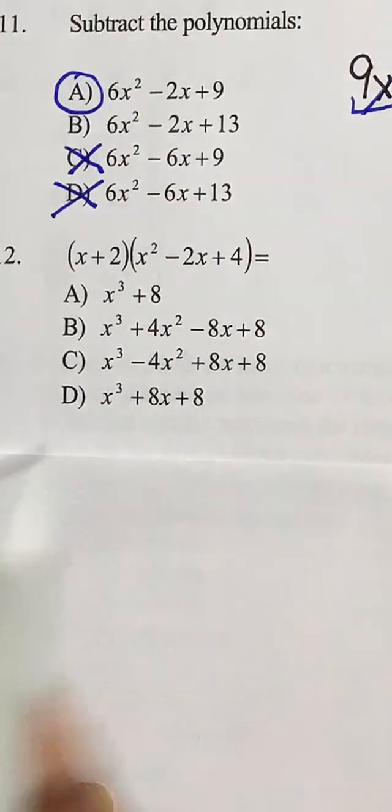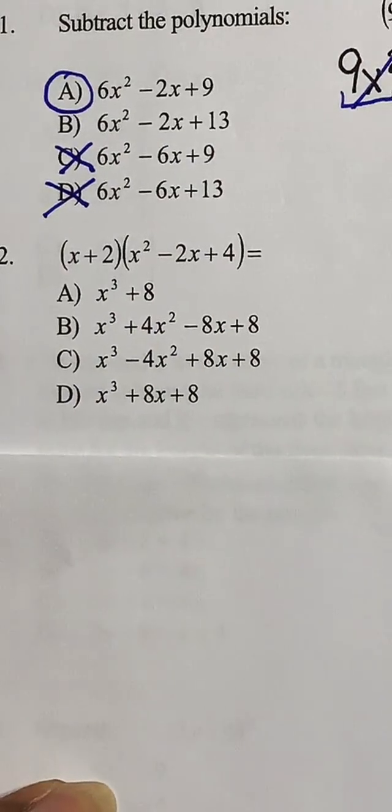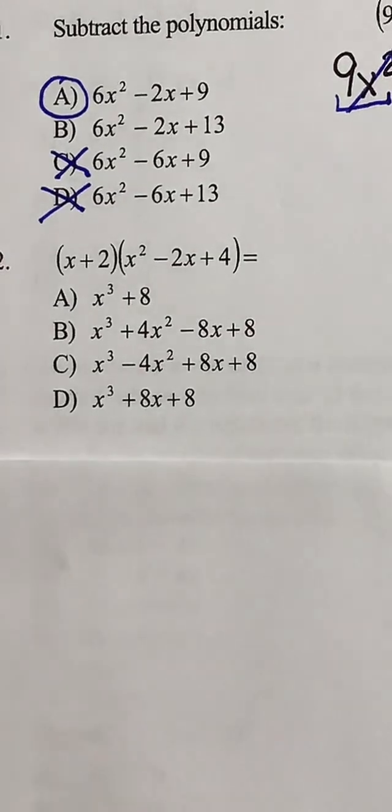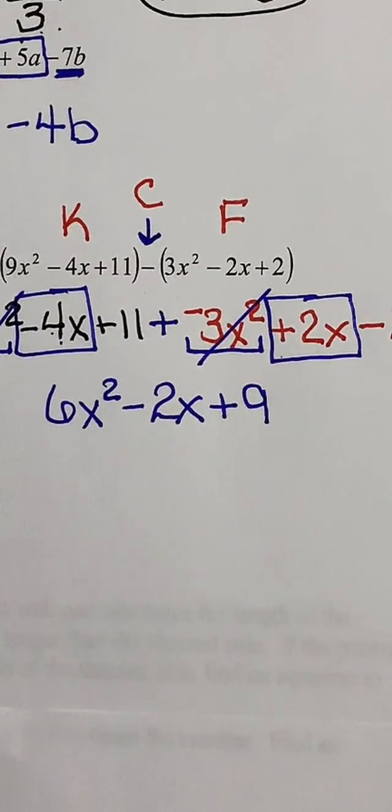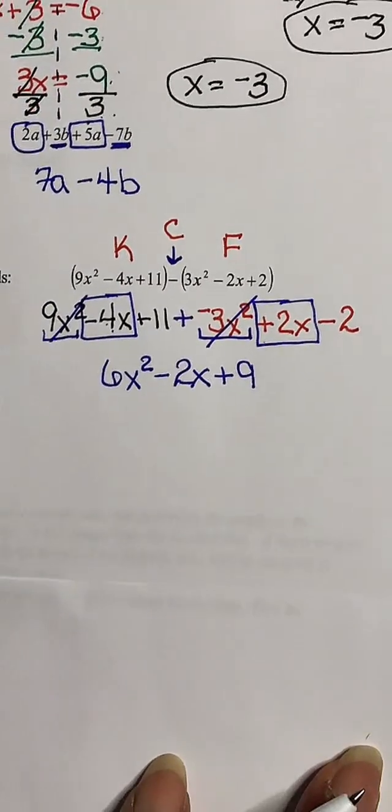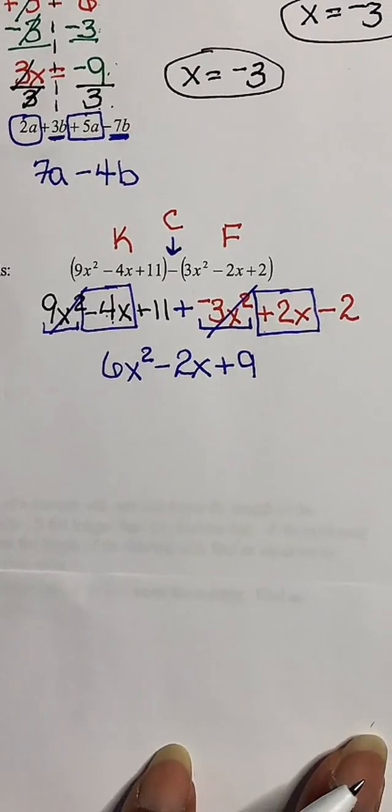Okay, so we got number 12. We have x plus 2 times, reason why I'm saying times, there's no plus or minus in between, x squared minus 2x plus 4. And there's two ways I'm going to show you how to solve this.